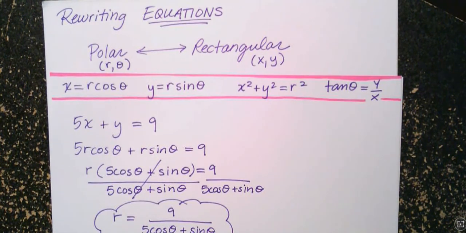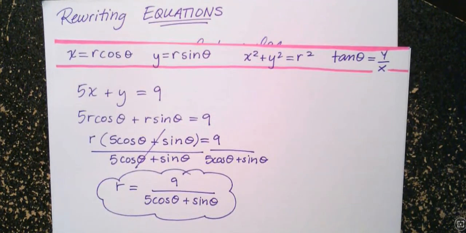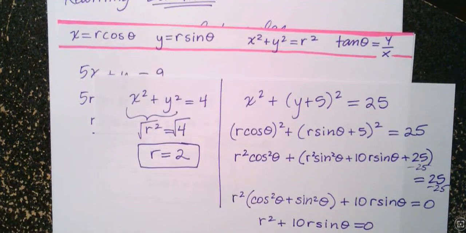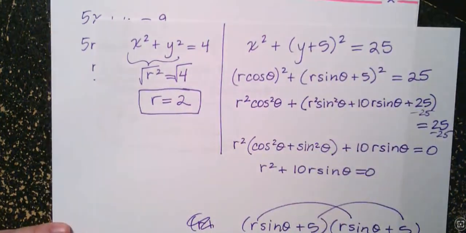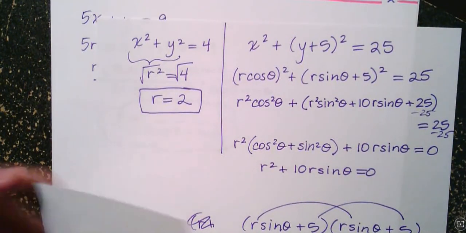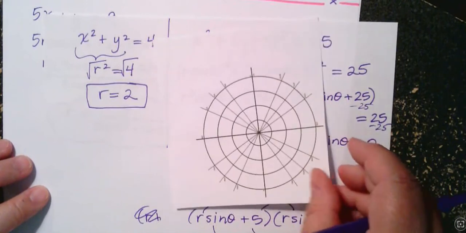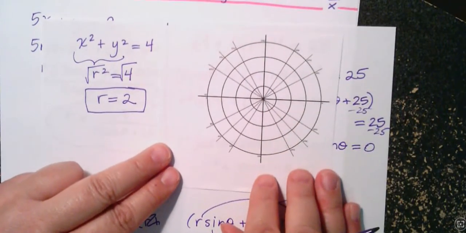One more thing I did want to show you is if you have an equation that just ends up being r as a number, that's something you might be asked to graph. Okay, here's the one I was looking for. Ignore this side over here. R equals 2.